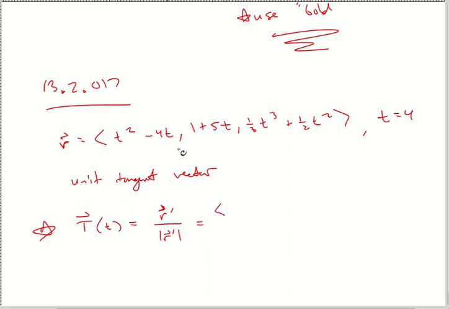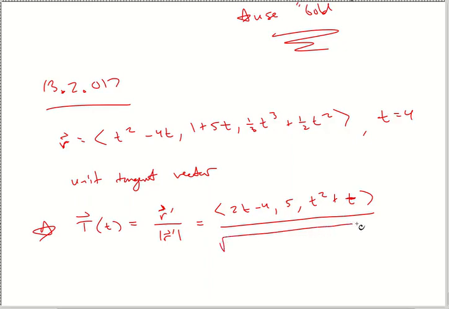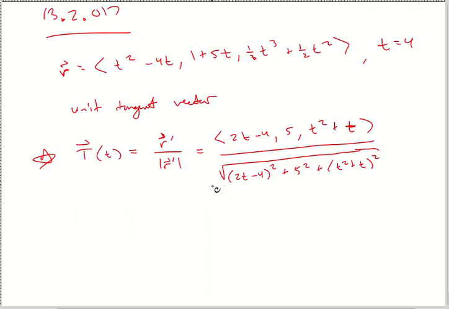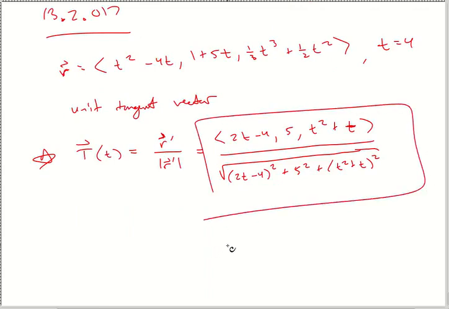As I go, derivative here, 2t minus 4, 5, and then the 3 comes down to make just the t squared. The 2 comes down just to make a regular t. So there's my derivative on the top. But then I need its magnitude in the bottom. It's going to be a little bit clunky, but basically Pythagorean theorem with each one of these: 2t minus 4 squared, 5 squared, and t squared plus t, all squared. This is your true unit tangent vector.